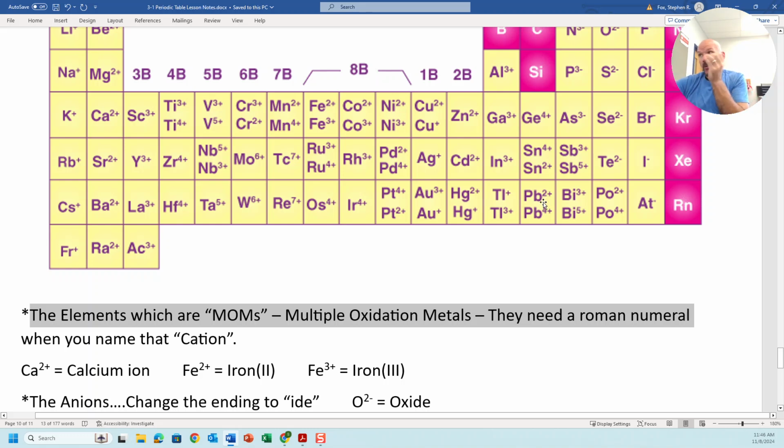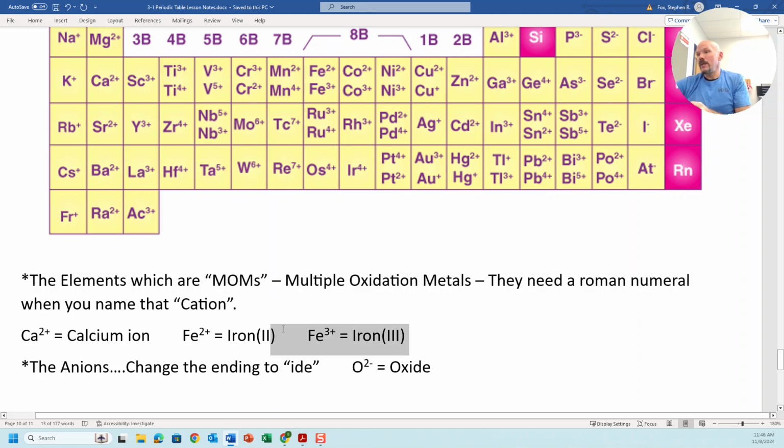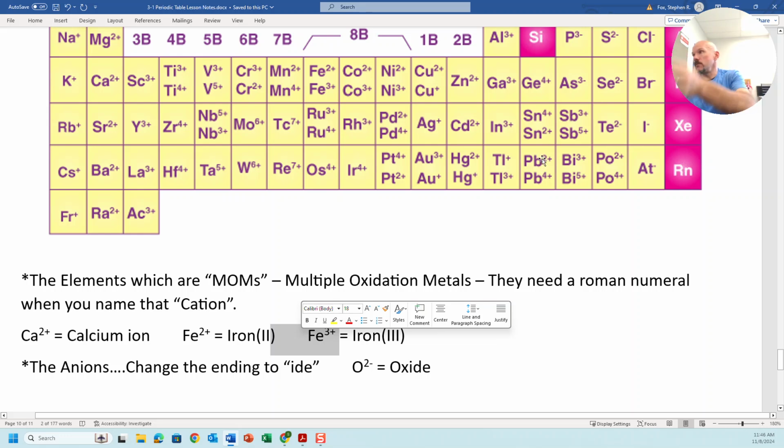All you need to know right now is if they're MOM ions, that means when we name them, we need a Roman numeral, and the Roman numeral is the charge. So the way I name an iron 2 plus ion is iron Roman numeral 2. The way I name an iron 3 plus ion is iron Roman numeral 3. If I wanted to name lead 4 plus, because it's a MOM ion, it would be lead Roman numeral 4. But lead 2 would be lead Roman numeral 2.